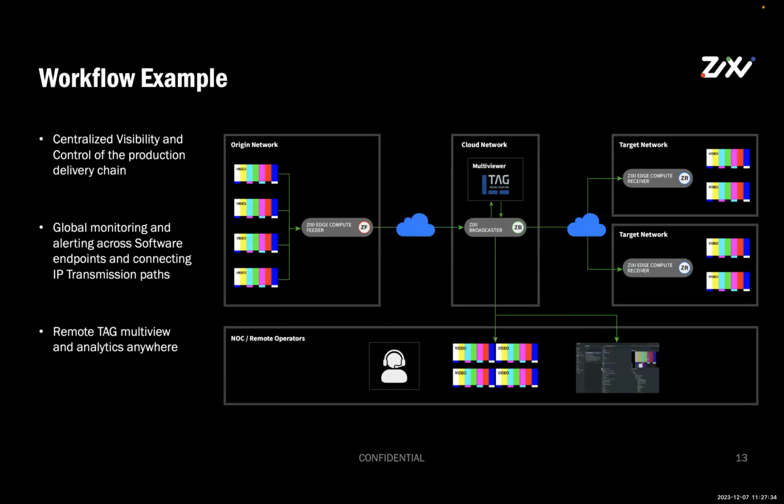Finally, I've got a workflow example here that's just going to show how we might interact. Obviously, different use cases, you could use TAG and Zixi together. But here I've just got an origin network, a couple of different feeds, bringing them to a cloud broadcaster and handing them to a TAG.